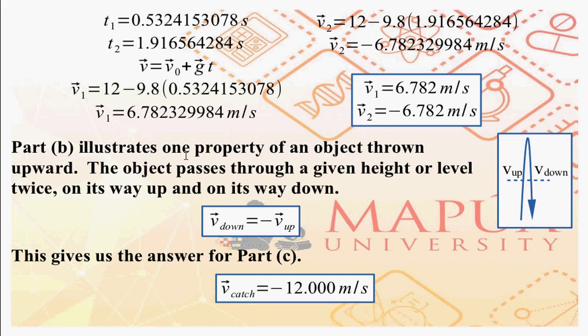This illustrates one property of an object that has been thrown upward. The object passes through a given height or level twice, on its way up and on its way down, and the velocities at that level are equal but opposite in direction. V down is equal to negative V up. Equal in magnitude as V up but opposite in direction. And this gives us the answer for part C.